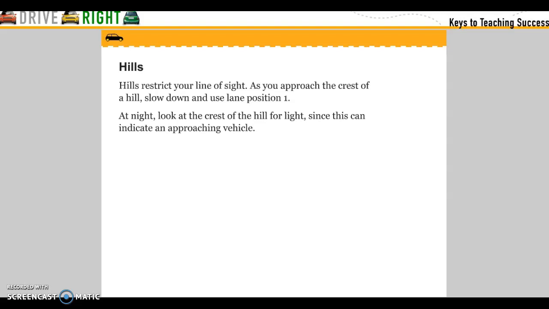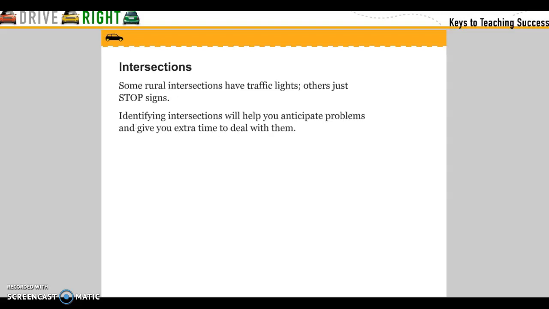Hills. Hills restrict your line of sight. As you approach the crest of a hill, slow down and use your lane position. At night, look at the crest of the hill for light, since this is an indicator of approaching vehicles.